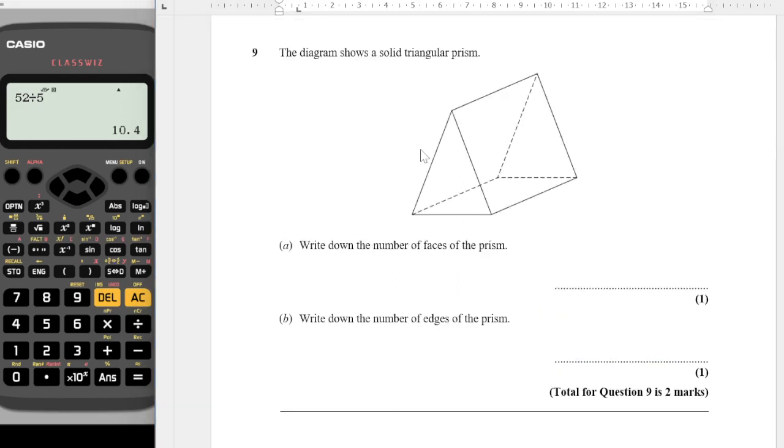Okay, question 9. Here we've got a solid triangular prism. Write down the number of faces. So we've got front, back, and then the 3 sides around the outside. So we've got 5 faces. For the second part, write down the number of edges. So we've got 3 at the front, 3 at the back, and then 3 edges joining the front and the back. So we've got a total of 9 edges.